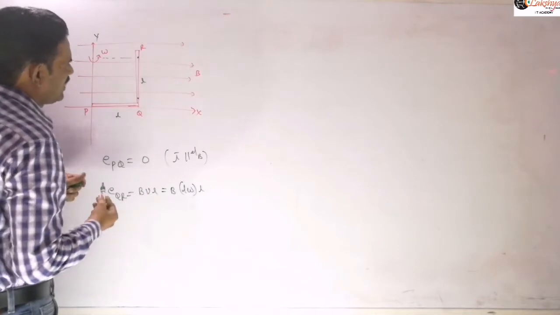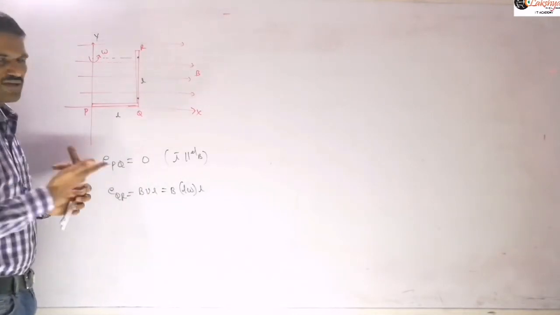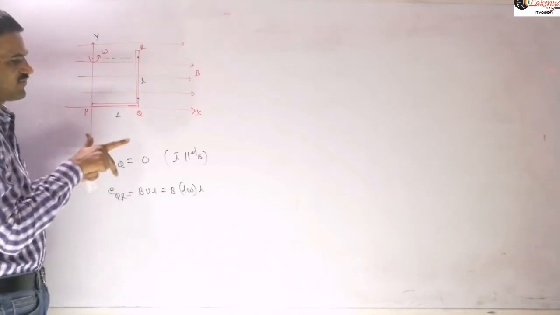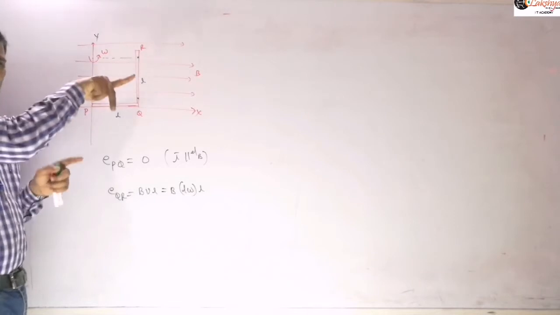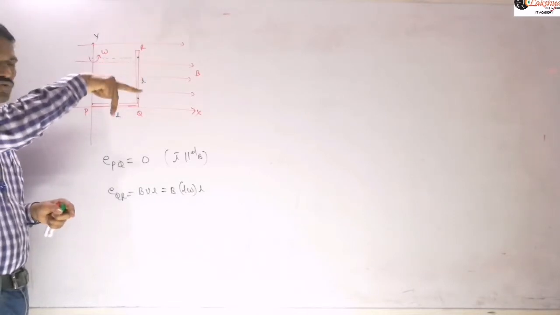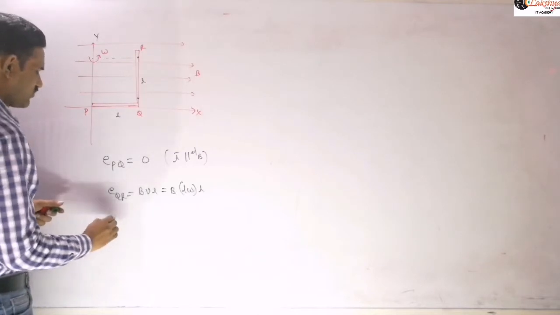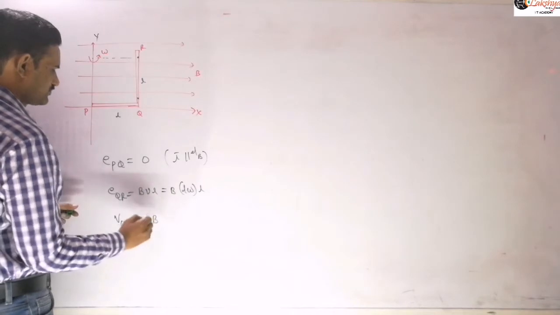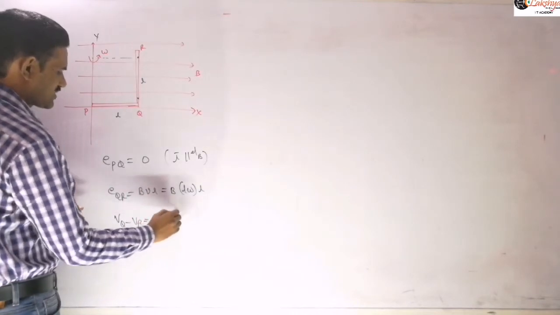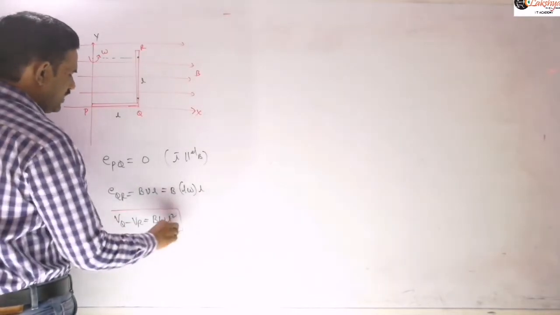Suppose they ask which end is at higher potential, then we can apply our right hand rule there. Here the field is along this direction, and the velocity is into the plane. So current is flowing in the downward direction from R to Q. So Q is at higher potential. Therefore, we can write VQ minus VR is equal to B omega L square. That is the potential difference between them, right?